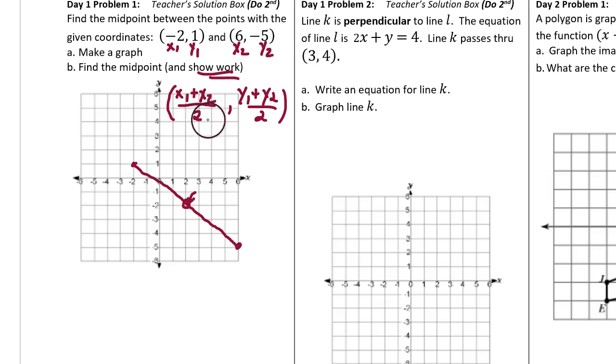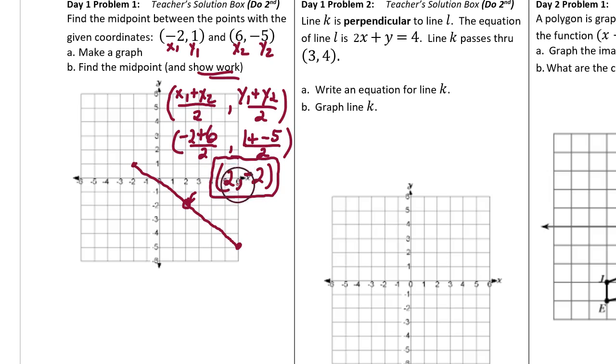Make the appropriate substitutions into the formula. So we have -2 plus 6 divided by 2, and 1 plus -5 divided by 2. -2 plus 6 is 4, and 4 divided by 2 is 2. 1 plus -5 is -4, divided by 2 is -2. The midpoint is 2 comma -2. Check to see that that's what we thought when we did it visually. Over 2, down 2. That answer checks out.